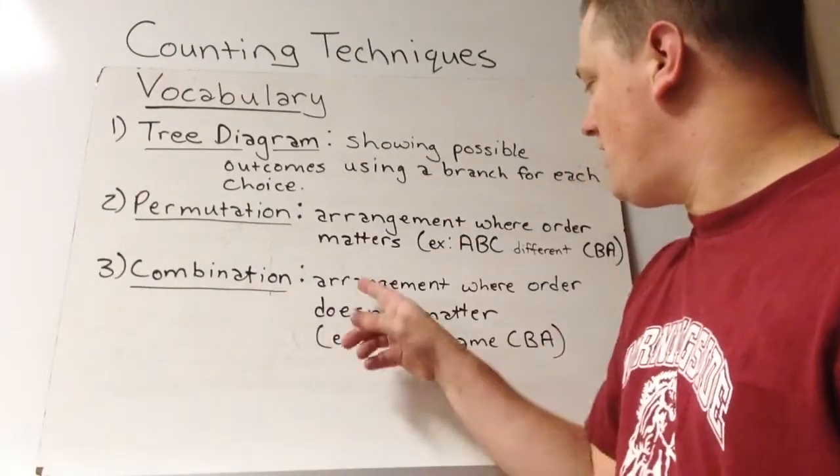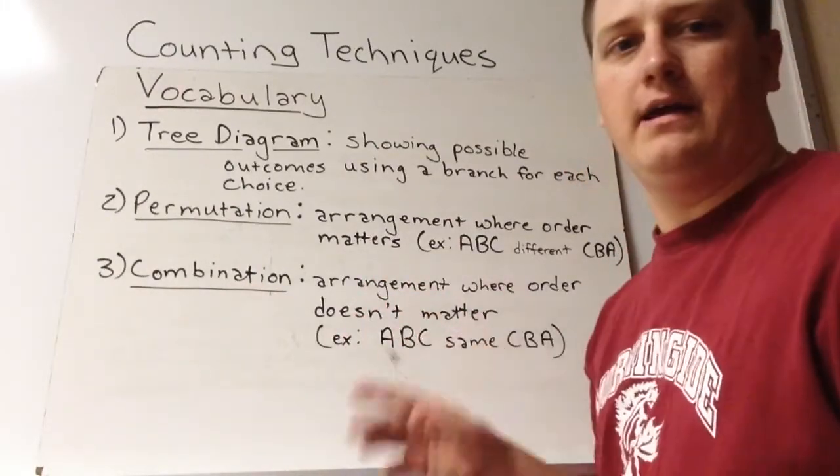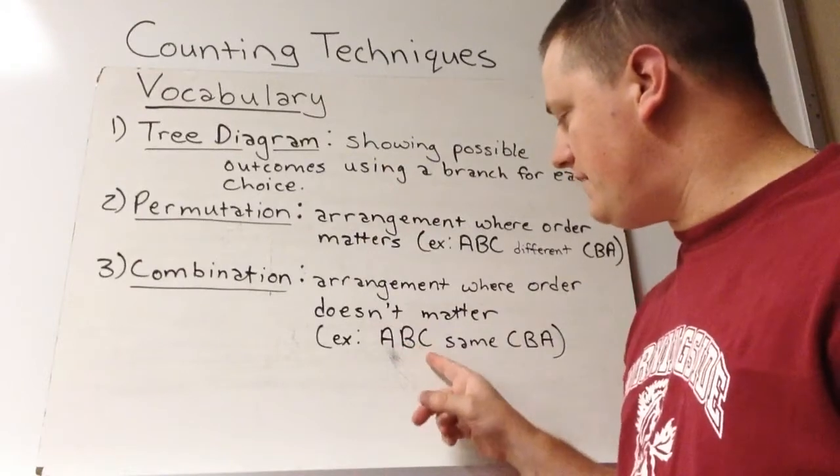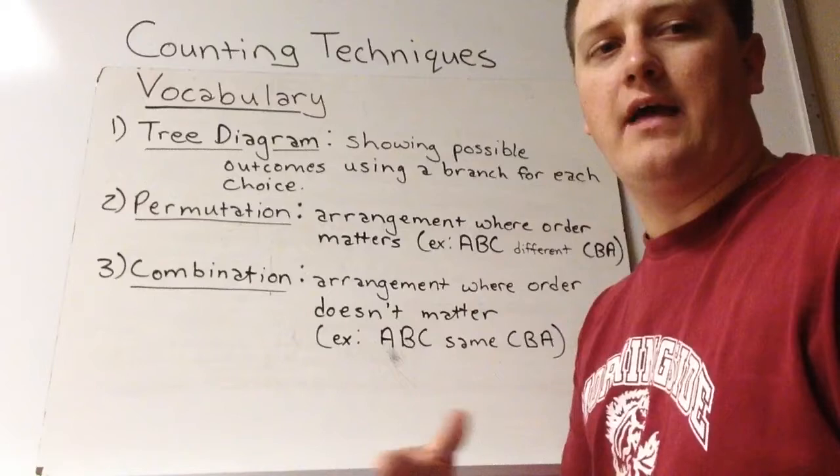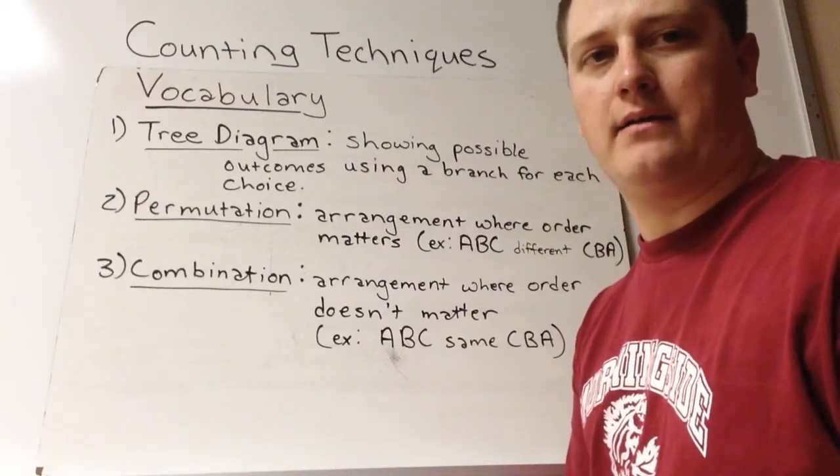A combination, arrangement where order doesn't matter. In this situation, A, B, C is the same as C, B, A because you've got the same three things, and the order that they came in doesn't really matter.